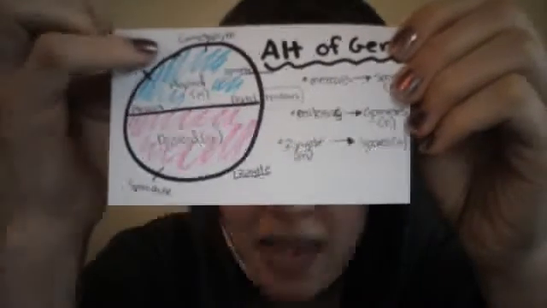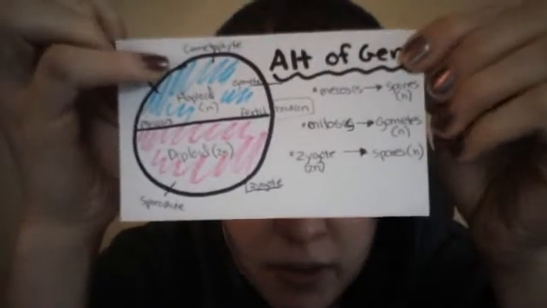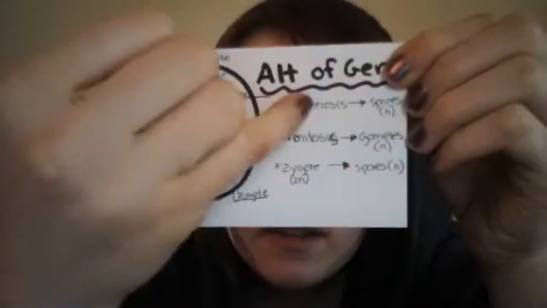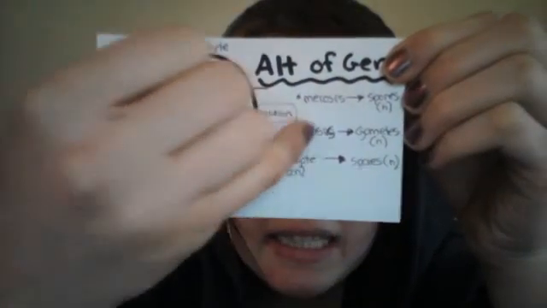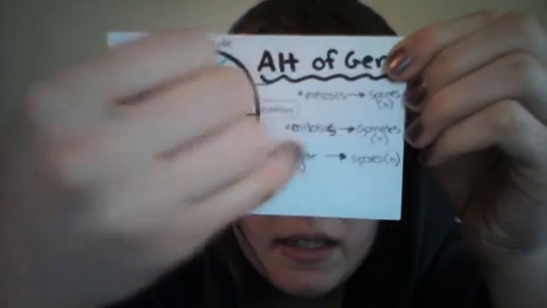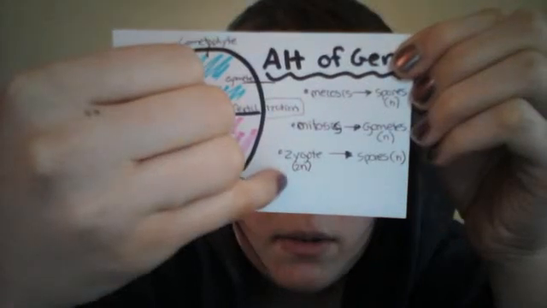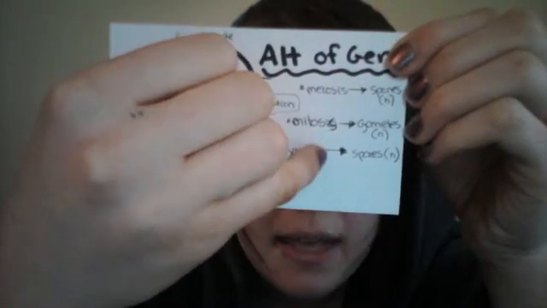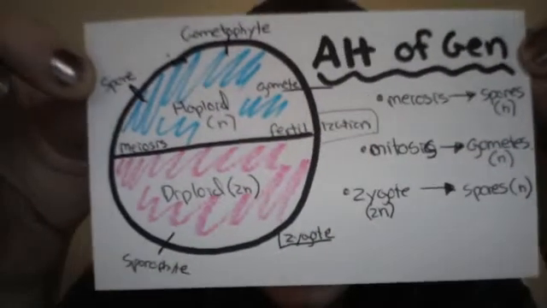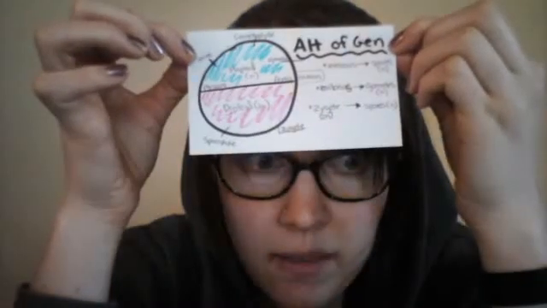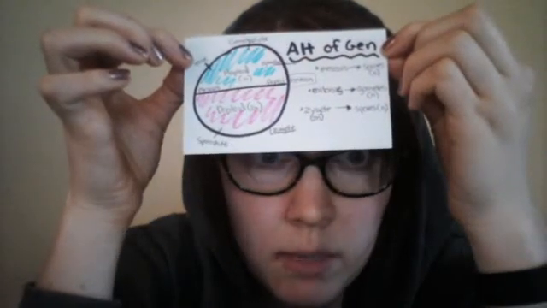Then germination happens. So you can see here, meiosis leads to spores. Mitosis leads to gametes, and then the zygote leads to spores via meiosis. Okay. So go ahead, take a picture. Alright, that's my rundown of those three life cycles.